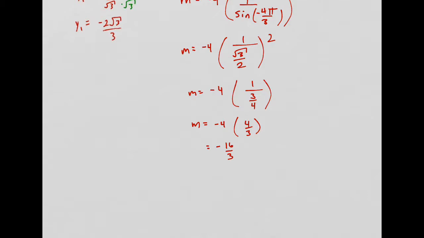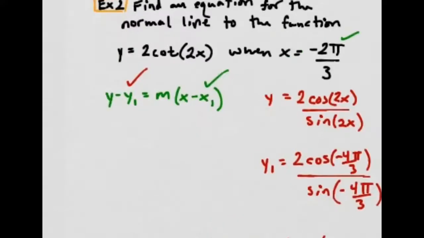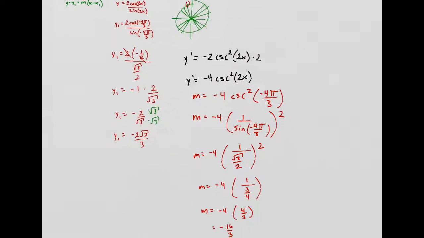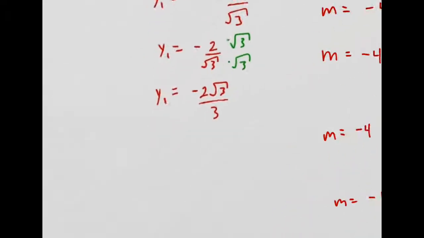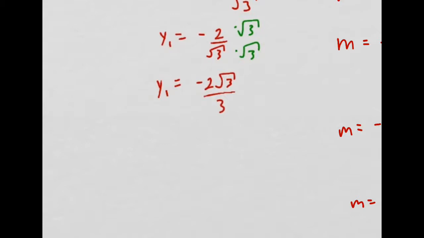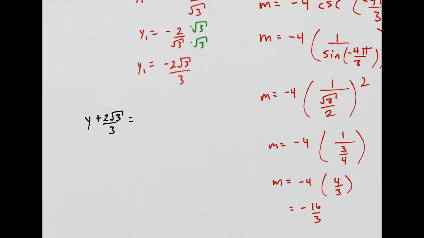Sweet. Now I have all my pieces. Let me go make a check mark on that one. Yeah, now I can write my equation. So I'll do that. y minus y1. Well, y1 is already a negative, so it'll be plus 2 root 3 over 3 equals m.